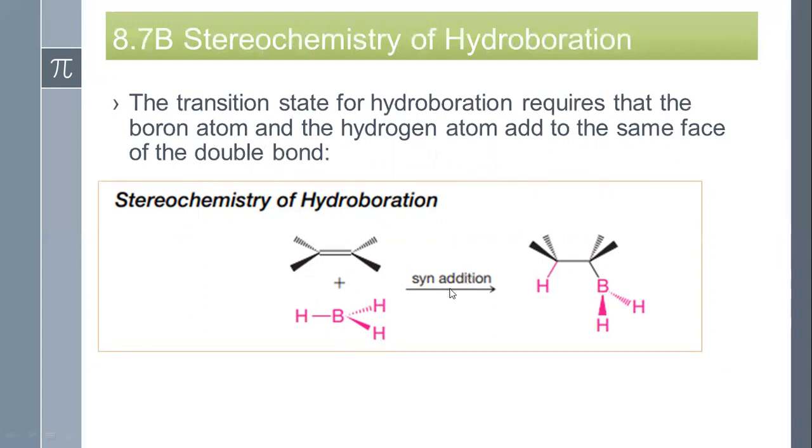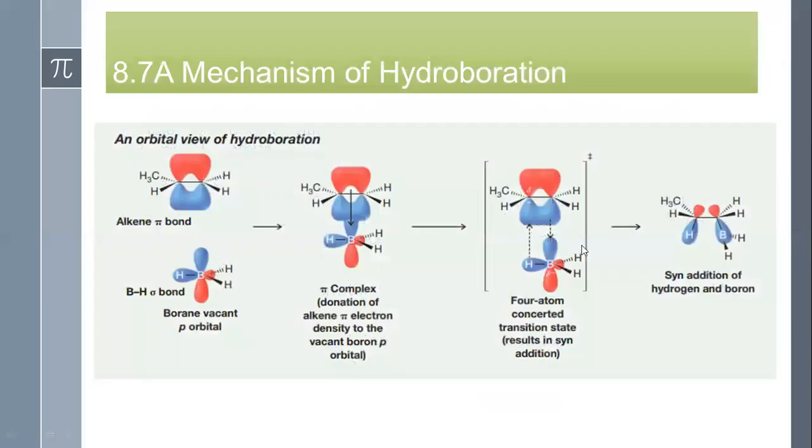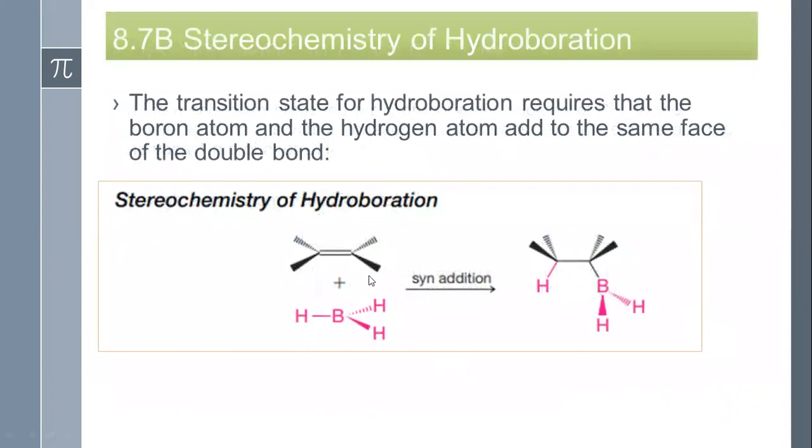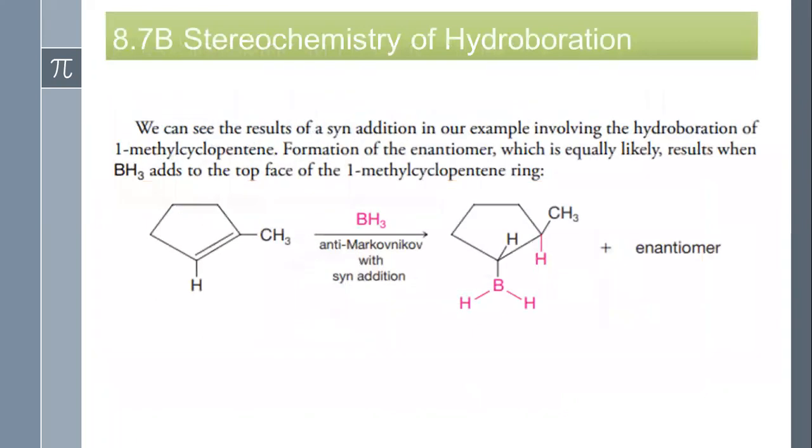And why would that have the syn addition? Because in the transition state, we actually obtain 4 atoms involved in the transition state. A 4-atom concerted transition state. It's a concerted reaction when the carbon adds to the boron using its pi electrons, and the hydride will be added here. It's a concerted reaction. You get a 4-atom concerted transition state before you get your product, and that leads to the stereochemistry of the syn addition of your borane to your alkene.